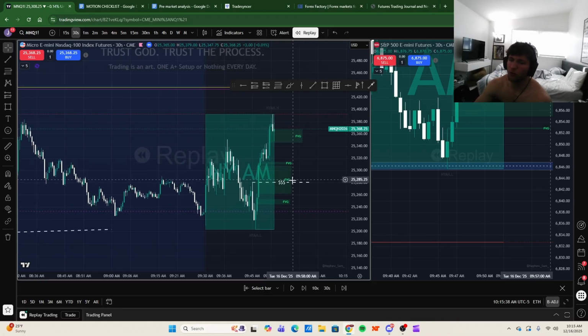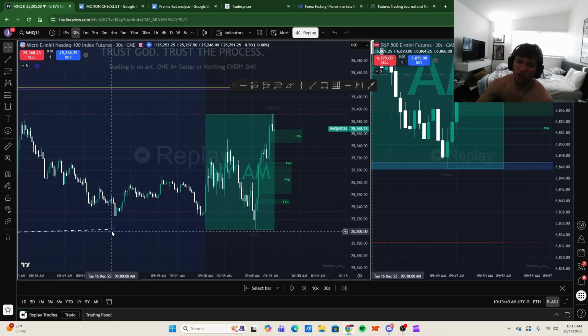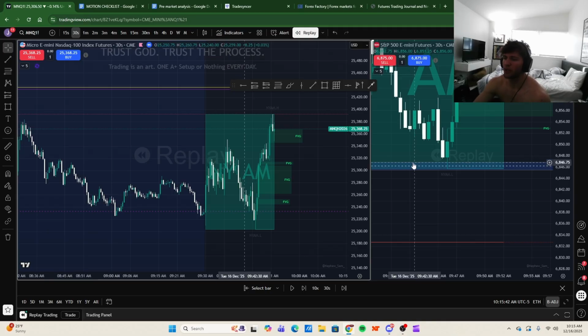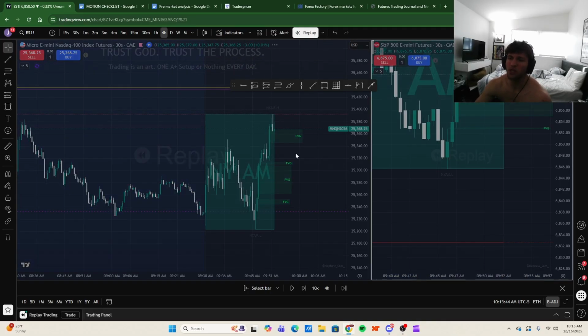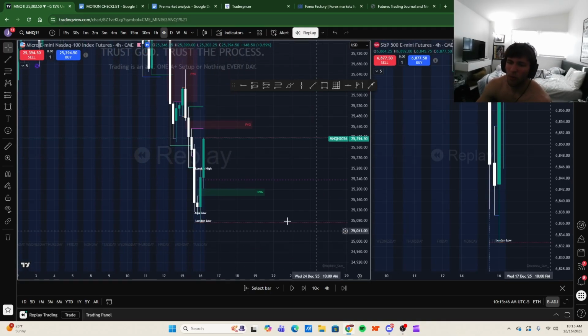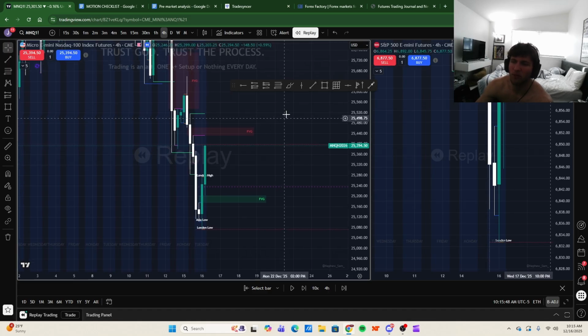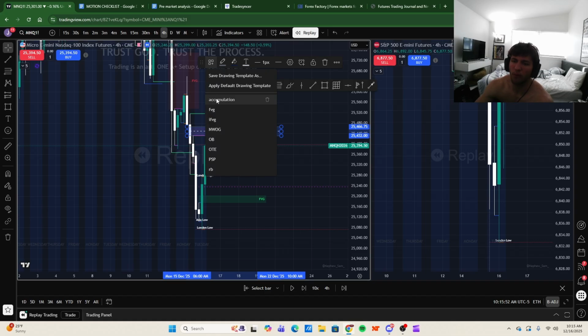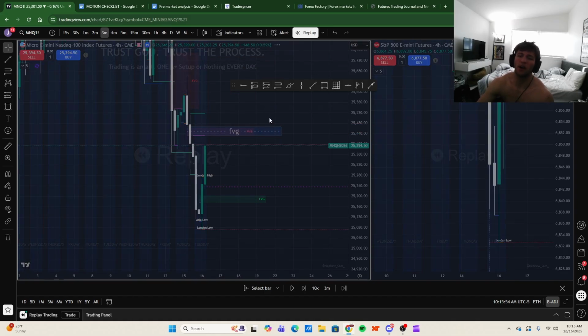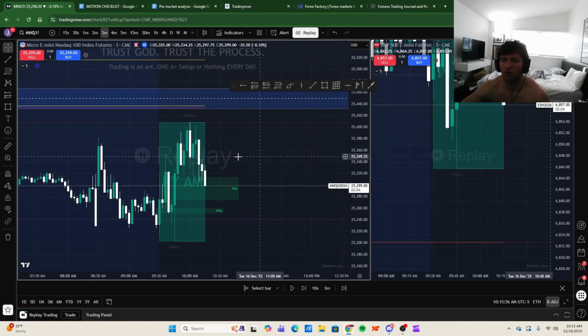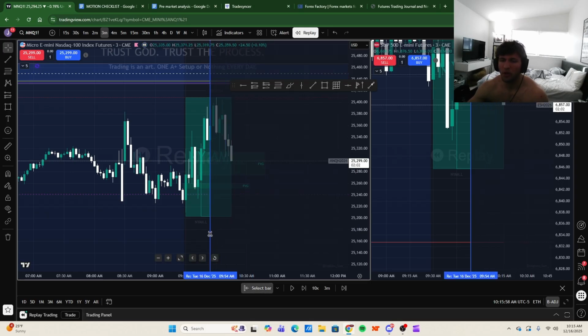So we get fucked off no entry, even though it was a beautiful read because there was no close, of course. So then what happens on the 4-hour? Well, then at 10 a.m., we close above and we inverse the 4-hour, right? So because we inverse the 4-hour, I was immediately like, all right, we're bullish as hell. There's this unfilled value gap right here.